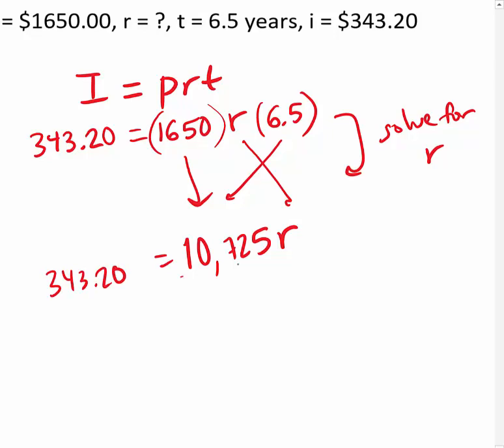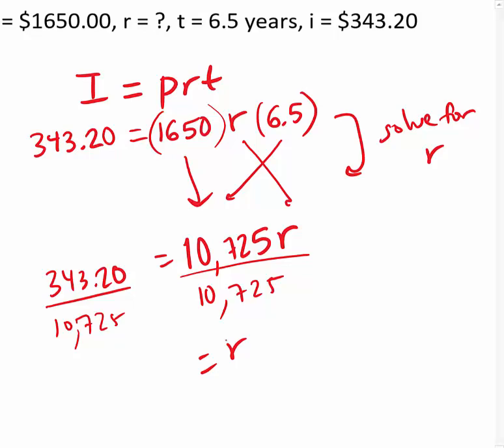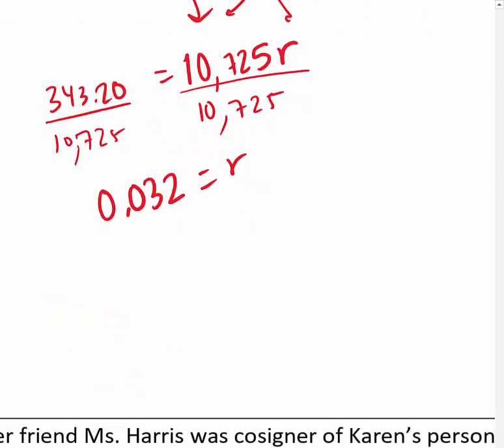Okay, and I can solve this for R by dividing both sides, just like the last example, by the number in front of the variable. So that's going to be R. Let me see, that's going to be 343.20 divided by 10,725. That's 0.032. But remember that the R is in decimal form. So if you want it to be a percent, because when you talk about interest rate, usually there's a percent associated with it, I'm going to move the decimal twice to the right. Once, twice, so that'll make it 3.2%.